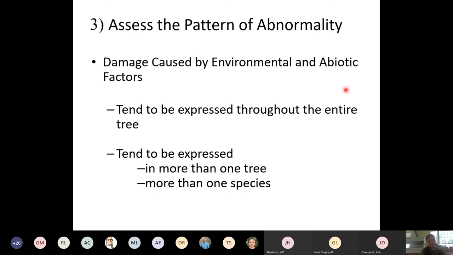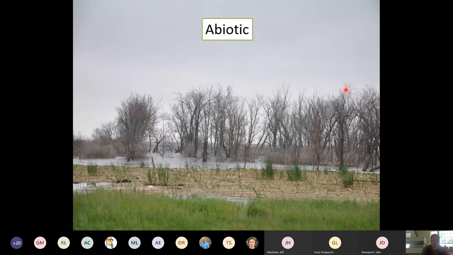Abiotic: so you've got many different species of trees and shrubs here, and they're all dead, and the reason is obvious. Their root zones have been inundated with water. They've had anoxic conditions at the root level, and they've all died.